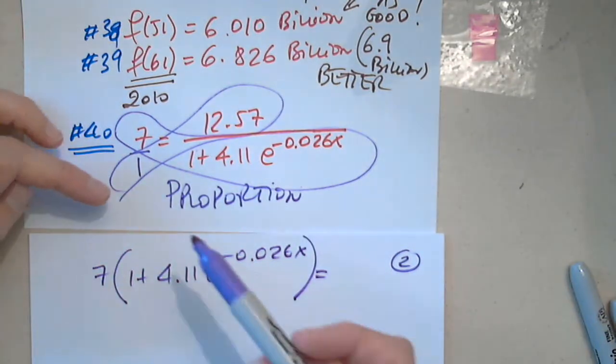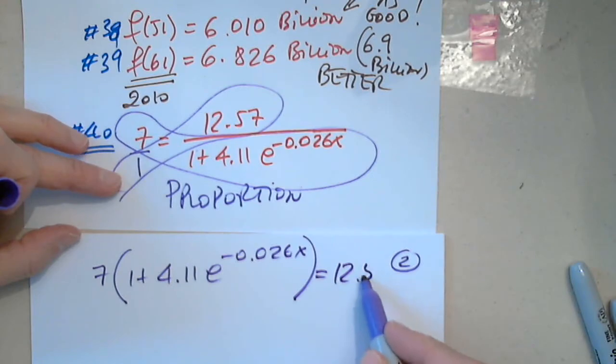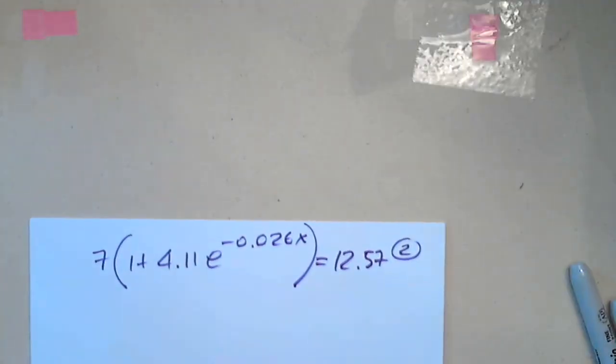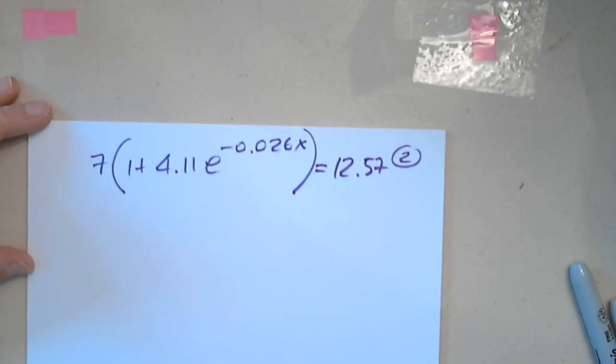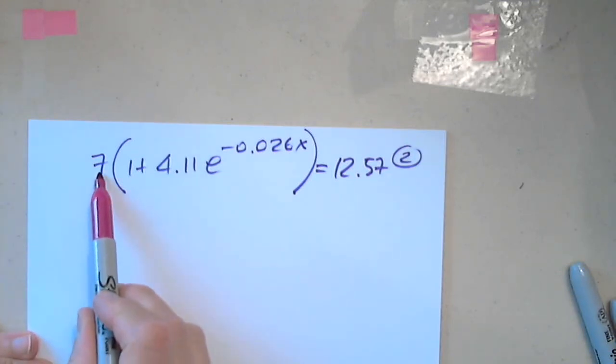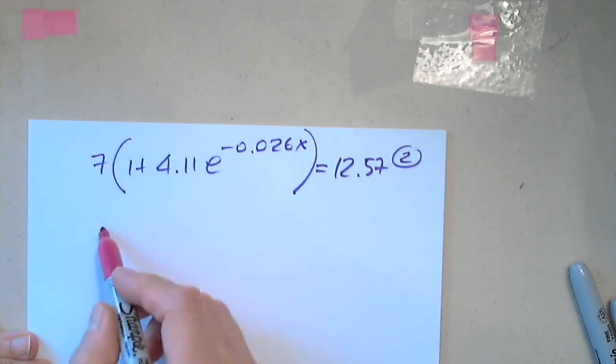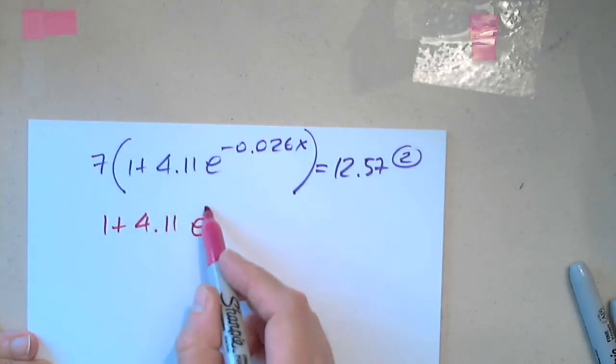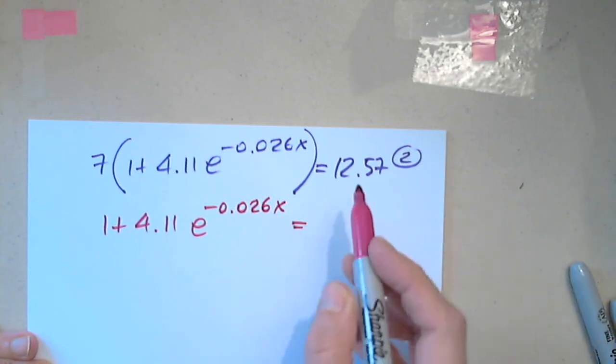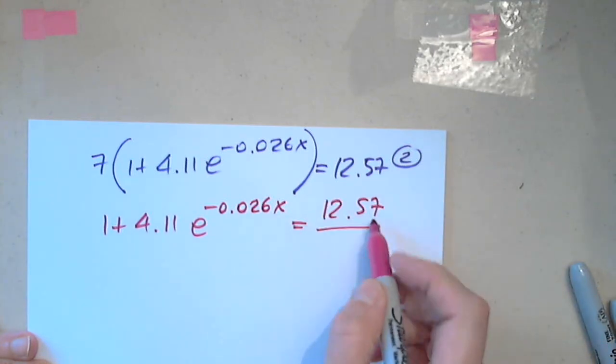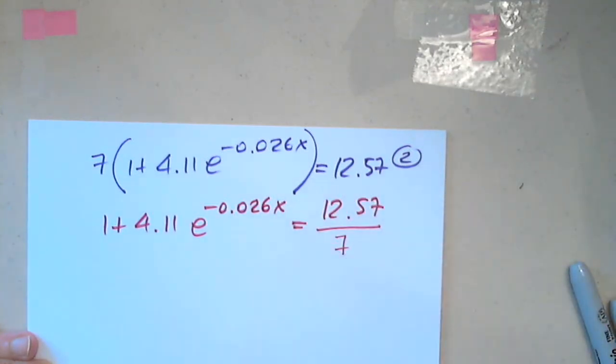Well, of course, close the parenthesis, equals this times 12.57. Can anyone suggest a next step? The obvious next step. Divide by 7. Very good. 1 plus 4.11 e to negative 0.026x equals 1257 divided by 7. Don't worry about it. Leave it alone.